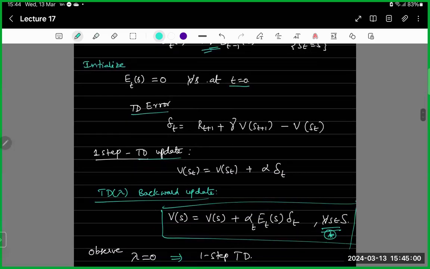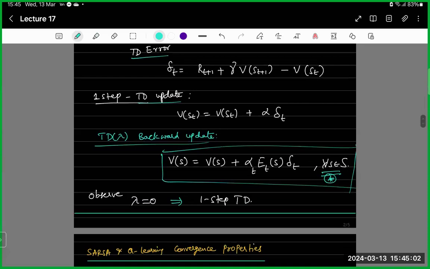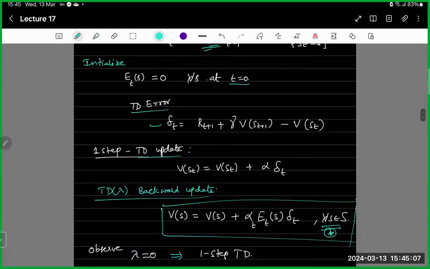And so the update rule of the backward TD lambda is, you just calculate the one step TD error, which we could have done if we were doing only one step TD. So this is a regular one step TD error. But don't just update your V of S_t. You are updating V of s for all states s, as a function of their eligibility traces as given below.